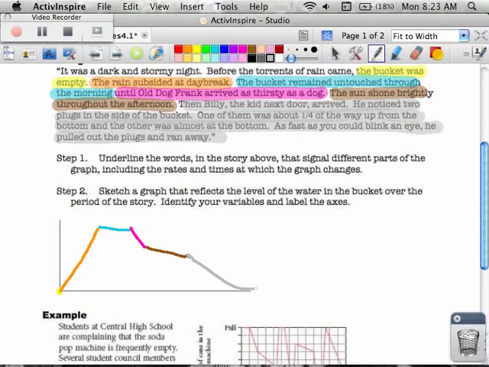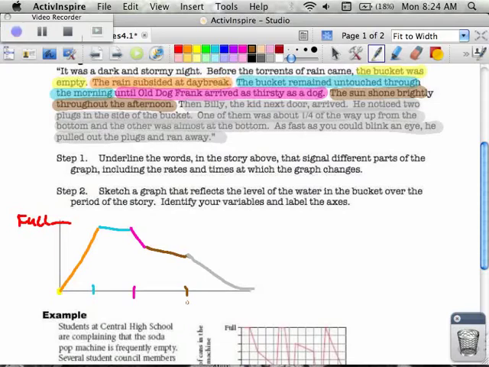You can kind of see what's going on with the different parts of this graph. So here would be full. And then as we look at the different parts of the time, the bucket was empty before the torrents of rain came, and then the rain subsided at daybreak. So this is daybreak right here. Frank arrived thirsty as a dog, so that was when Frank showed up. And then the sun was shining, so this is when the sun shone. And then the rest of it, of course, is when the kid pulls out the plug.